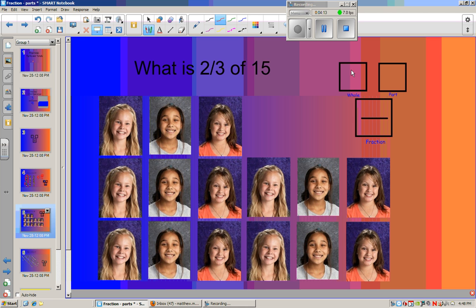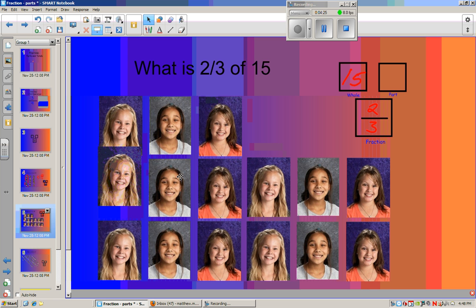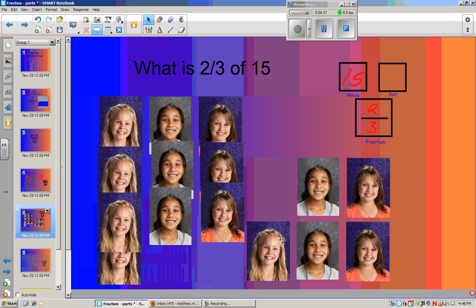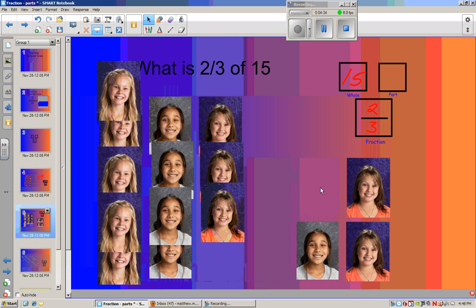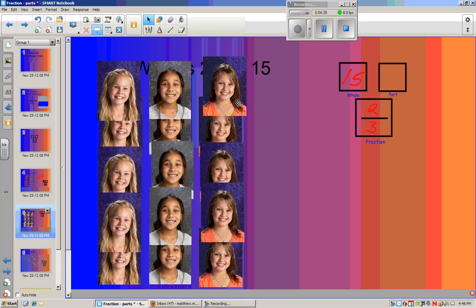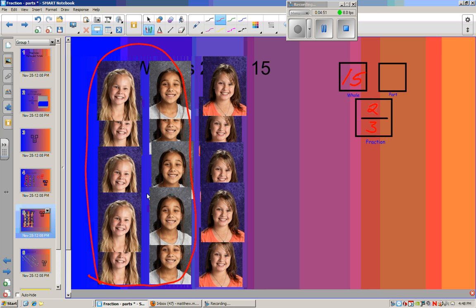So if we fill in over here, we know our whole is 15 still, and now our fraction is 2/3, but this denominator is still 3. So I'm still going to separate these into 3 groups. I can keep the pictures in them, stacking them on top of each other. Now we have our 3 groups. How many would be in 2 out of those 3 groups? Well, if we look at it, 2 out of the 3 groups would end up having 10. So 2/3 of 15 is 10.